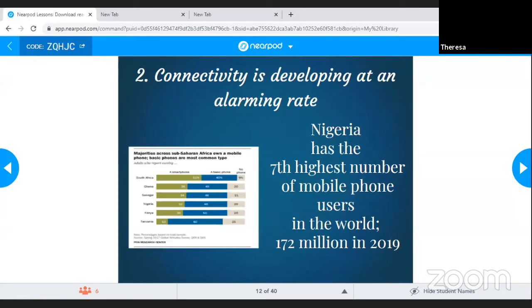The second reason that I'd like for us to focus on is the aspect of connectivity. Connectivity is developing at an alarming rate. Now, what connectivity are we speaking about? We are talking about connectivity with each other in communities, within the country, and then even outside of that and internationally. So according to the research, Nigeria had the 7th highest number of mobile phone users in the world. That was 172 million in 2019. That was just a year ago.